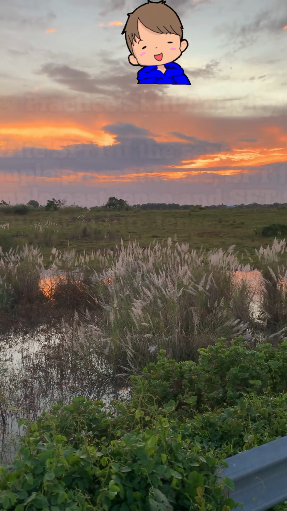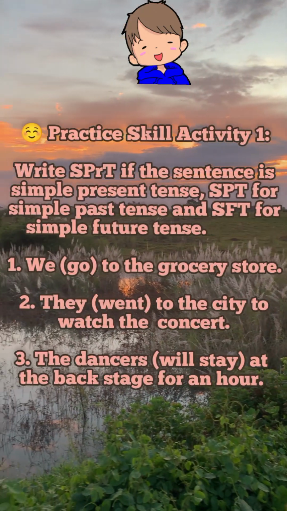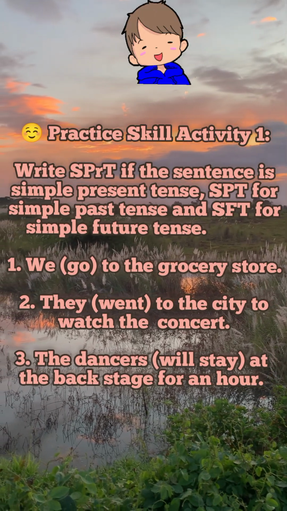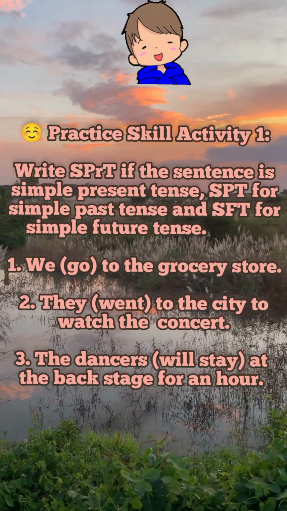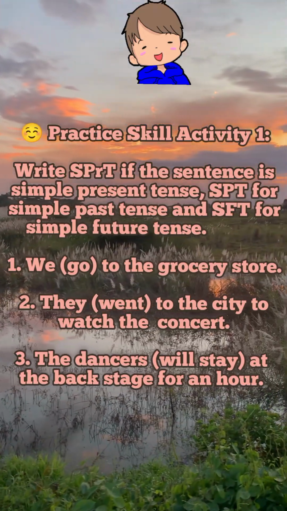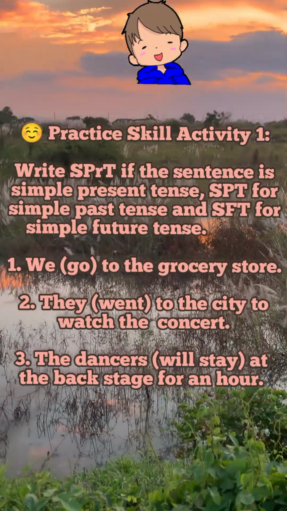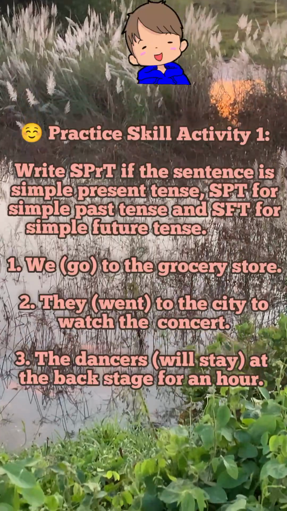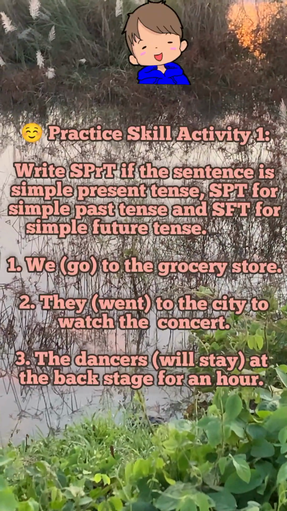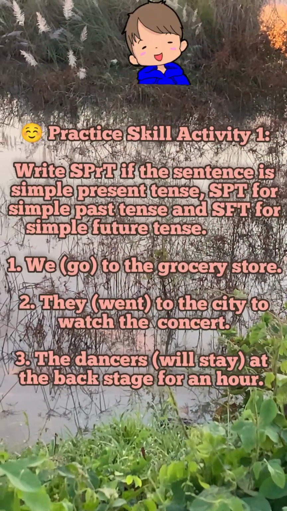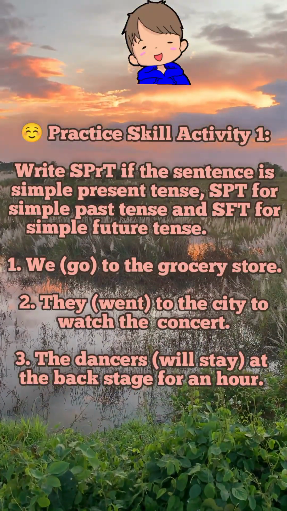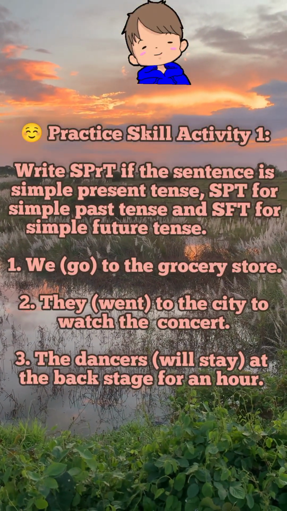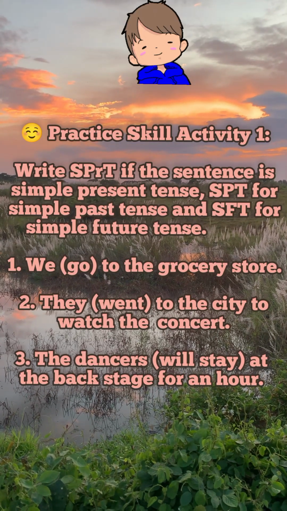Let's have our activity. Practice skill activity 1. Write SPRT if the sentence is simple present tense, SPT for simple past tense, and SFT for simple future tense. 1. We go to the grocery store. 2. They went to the city to watch the concert. 3. The dancers will stay at the backstage for an hour. Be sure to write your correct answers in your English notebook.